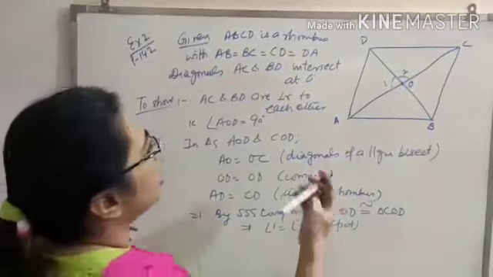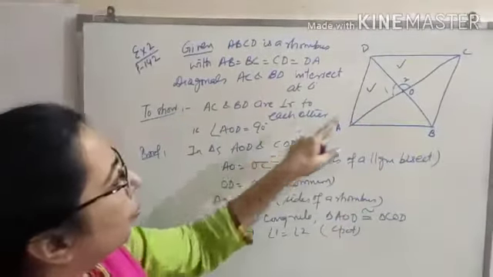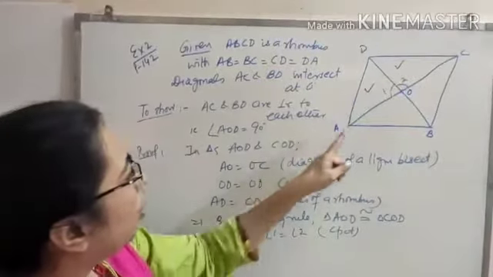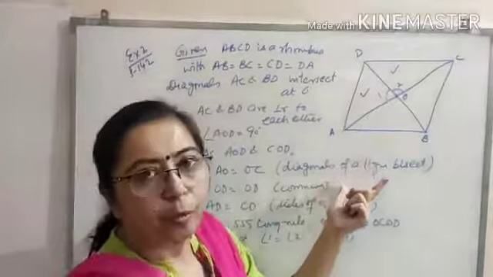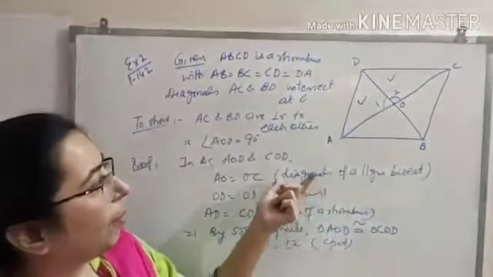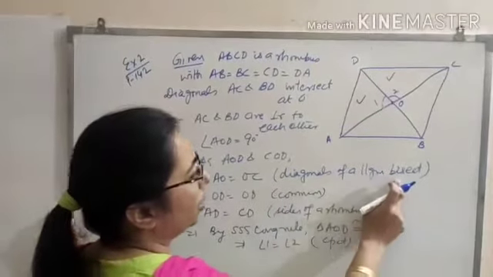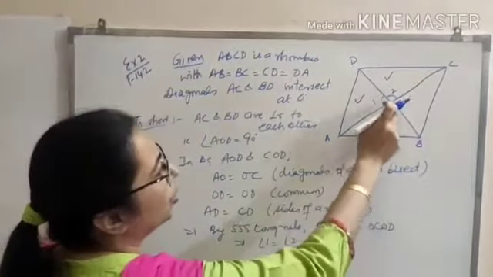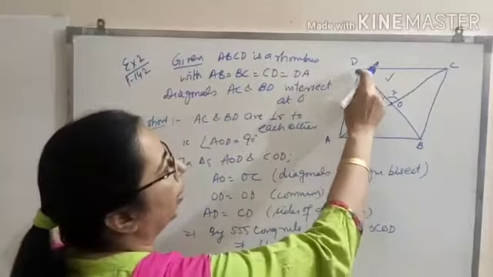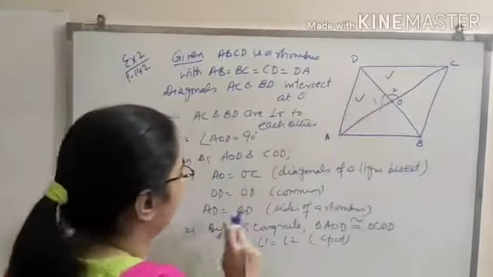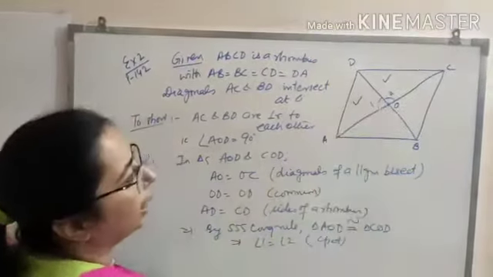Now we will consider two triangles AOD and COD. These two triangles, prove that they are congruent. How? AO is equal to OC, because from the definition, a rhombus is also a parallelogram, and in a parallelogram diagonals bisect each other. So we are using the property of parallelogram. So AO is equal to OC, OD is equal to OD common, and AD is equal to CD. These are the sides of a rhombus. So by SSS, triangles are congruent.